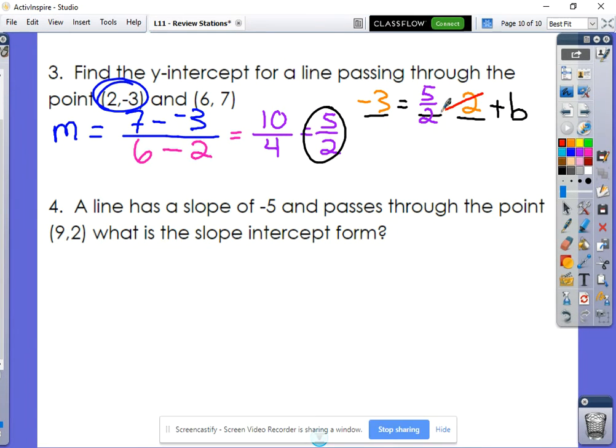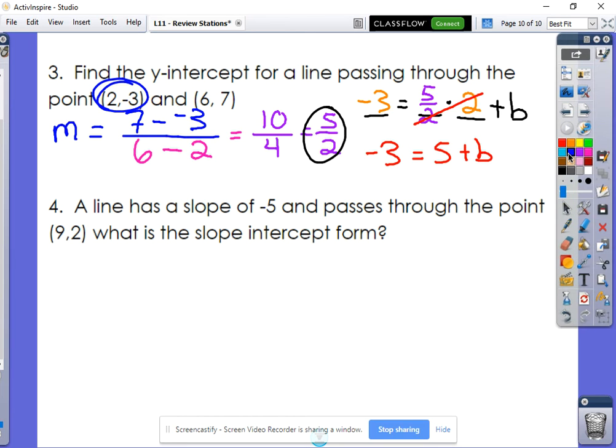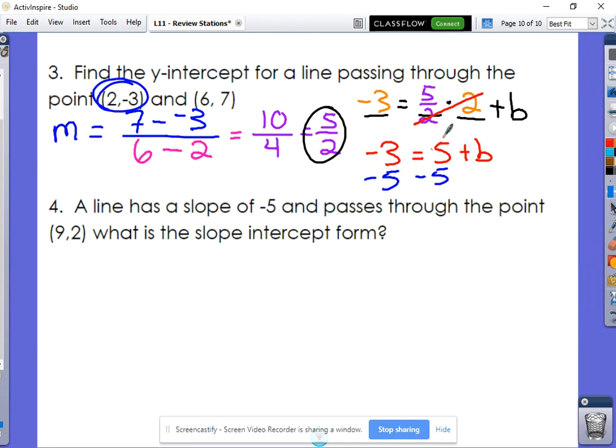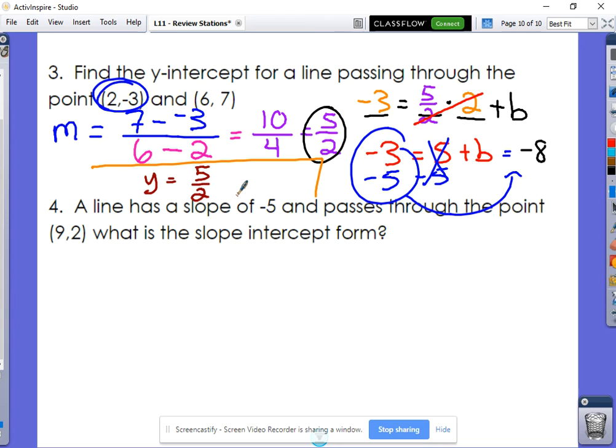Now we simplify. The 2's cancel out. That's what we wanted to happen. So we're left with -3 equals 5 plus b. Last but not least, subtract that 5 over. So those cancel out. What does that equal? b equals -8. So bring it all together. Your final answer. What's that final answer? Final answer is y equals 5 over 2. That was your slope from right here. x minus 8. There you go.